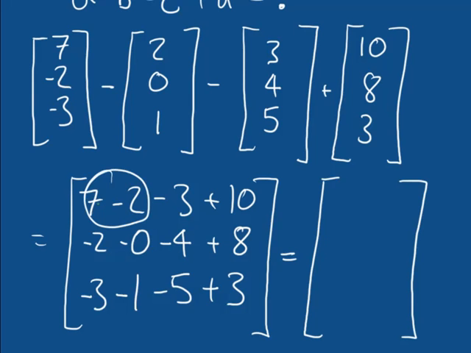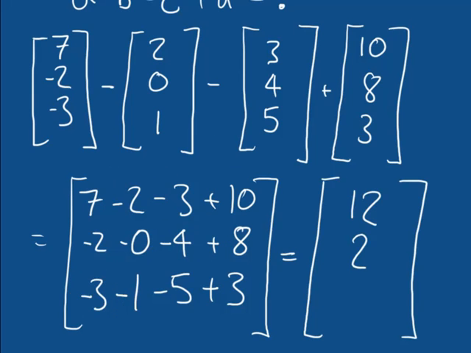7 minus 2 is 5. Minus 3 is going to then give us 2. And if we add 10 to 2, that's going to give us 12. Minus 2 minus 0 is still minus 2. Then minus 4 from that is going to give us minus 6. If we add 8 to that, that's going to give us a positive 2.